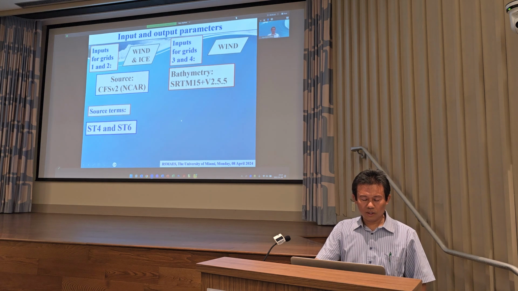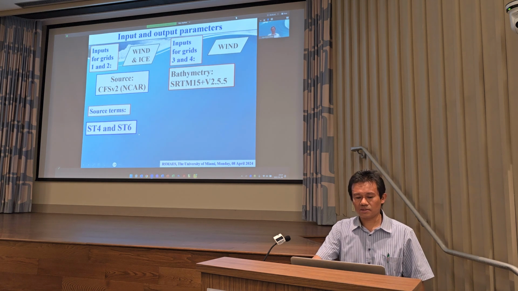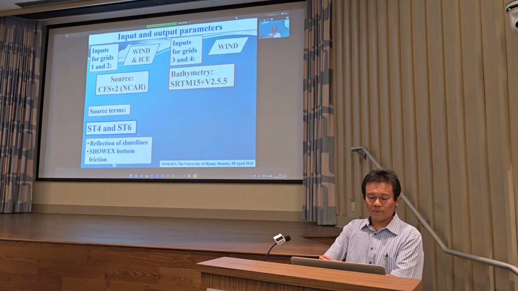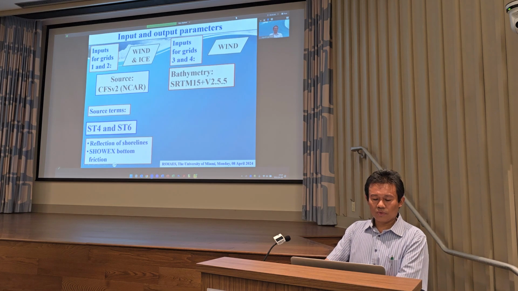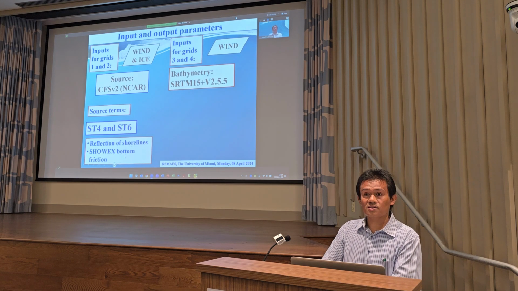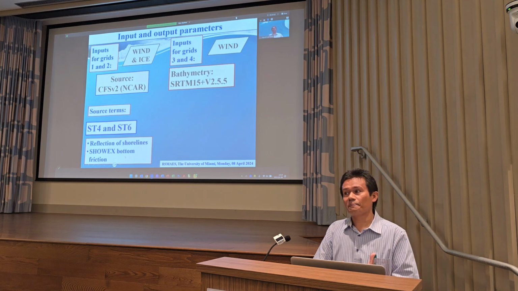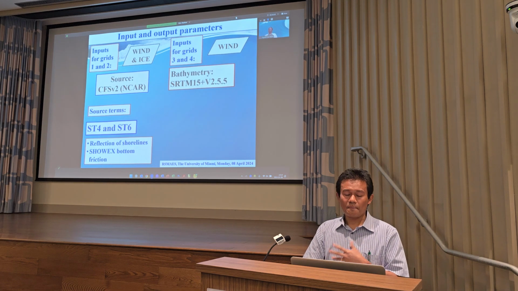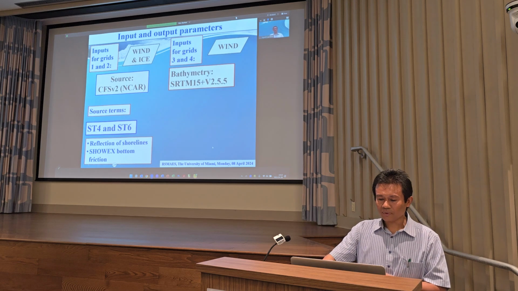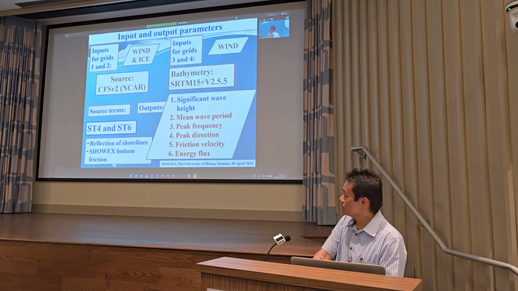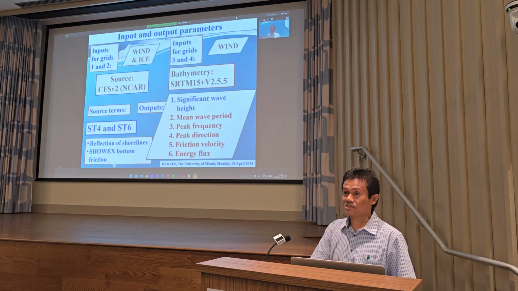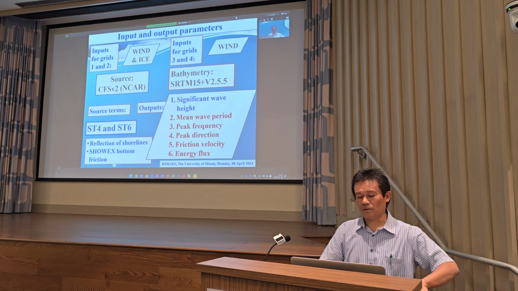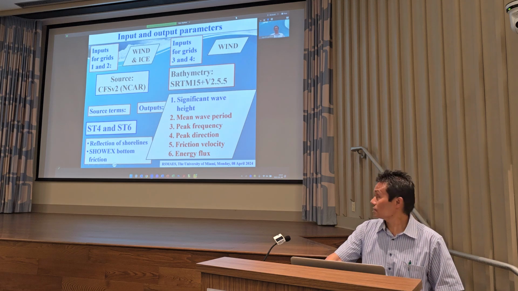For the source terms, we use ST4 and ST6, and we also apply reflection because we are dealing with the coastal area, so reflection is important. We also apply the SHOWEX bottom friction. What does it mean? It means that we assume the seafloor in Monterey Bay is sandy. And what's the output? The main output is the significant wave height. We also have some other outputs, including the energy flux. If one is interested in wave energy, they can use the energy flux.